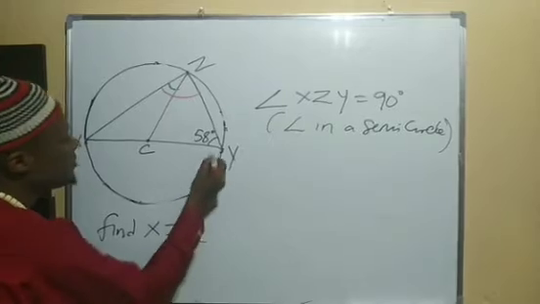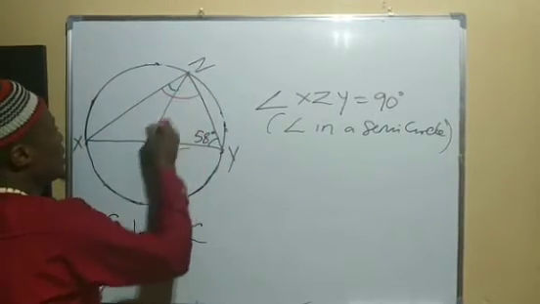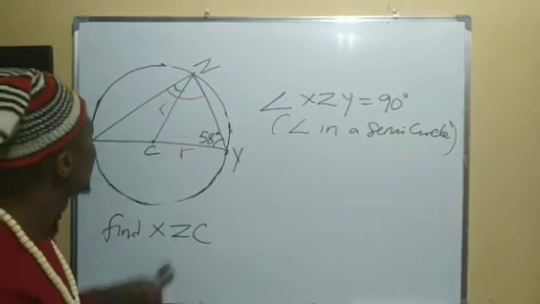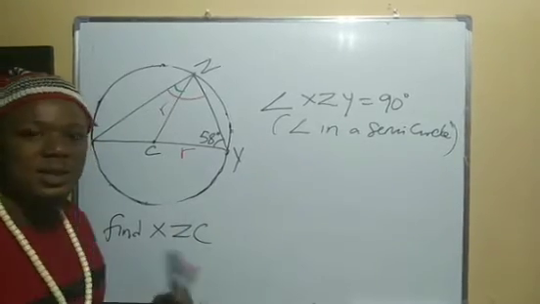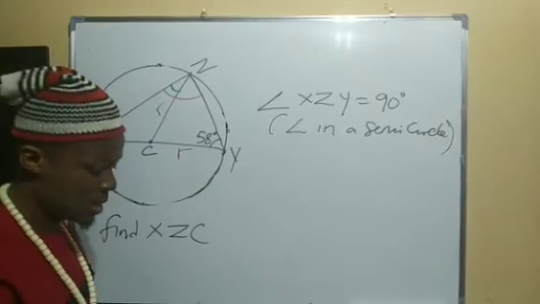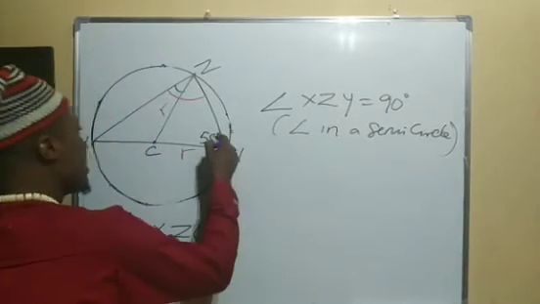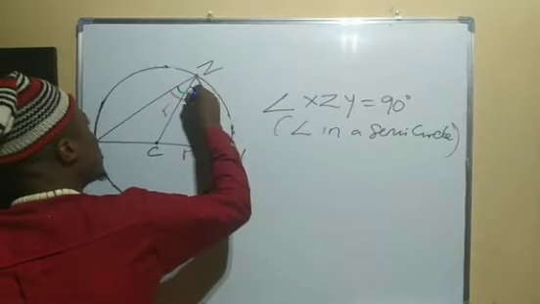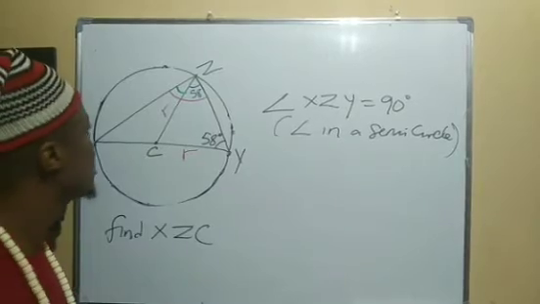Remember, any line moving from circumference to center is a radius. Circumference again to center is a radius, which means this side and this side are equal in length. Okay? If they are equal in length, it means that it is an isosceles triangle, and the base angles of isosceles triangle are equal in size. Alright? Which means that if here is 58 degrees, here must be 58 degrees. So this angle here should be 58 degrees too, because it is base angles of isosceles triangle.